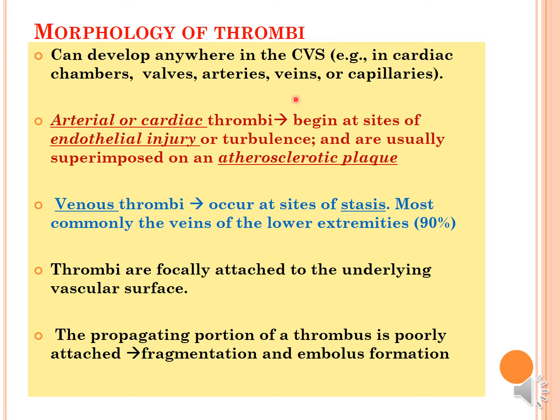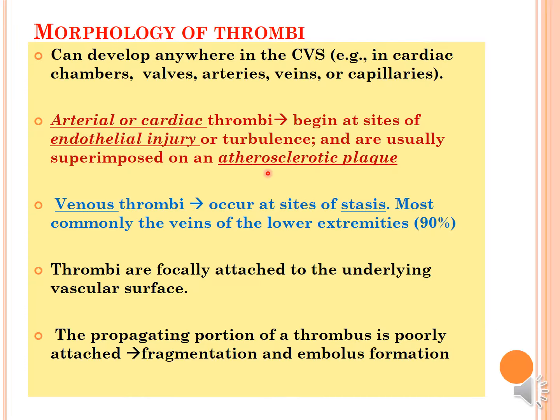Thrombi can develop in any location inside the cardiovascular system. So, inside the heart, inside arteries, inside veins, and even inside capillaries. Arterial or cardiac thrombi usually begin at sites of endothelial injury. So, the major factor in arterial thrombi is endothelial injury. They are usually superimposed on an atherosclerotic plaque.